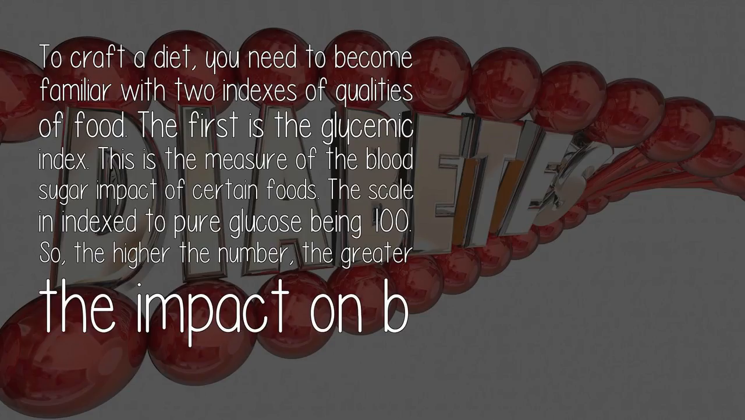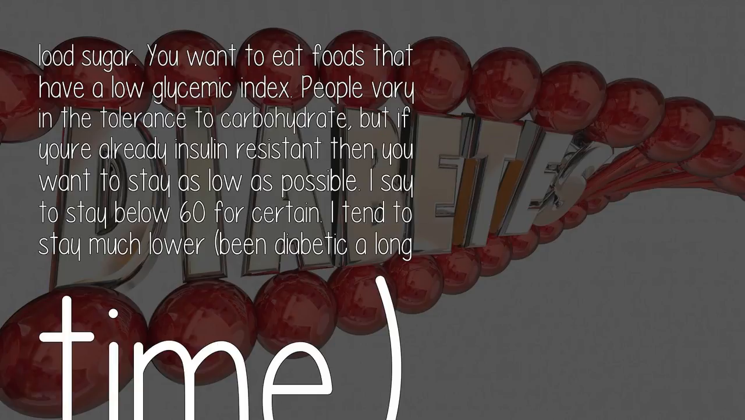To craft a diet, you need to become familiar with two indexes of qualities of food. The first is the glycemic index. This is the measure of the blood sugar impact of certain foods. The scale is indexed to pure glucose being 100, so the higher the number, the greater the impact on blood sugar. You want to eat foods that have a low glycemic index. People vary in their tolerance to carbohydrate, but if you're already insulin resistant, then you want to stay as low as possible. I say to stay below 60 for certain. I tend to stay much lower, as I've been diabetic a long time.